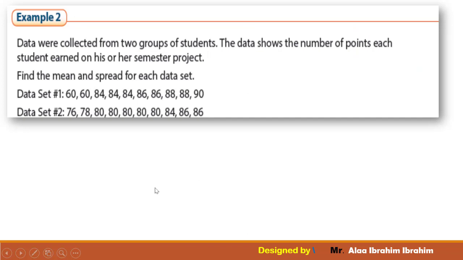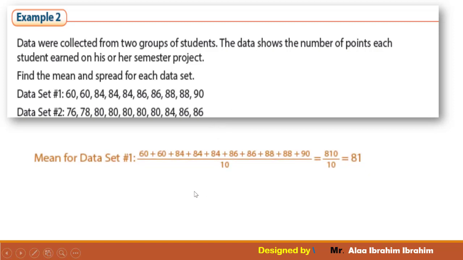Next, how do I deal with this? I give you two data sets here. Data set 1: 60, 60, 84, 84, and so on. The other, set 2: 76, 78, and so on. These are your values, so I'm dealing with two kinds of data. Now I find the mean for the first one with the same idea: the sum of values divided by the number of these values.